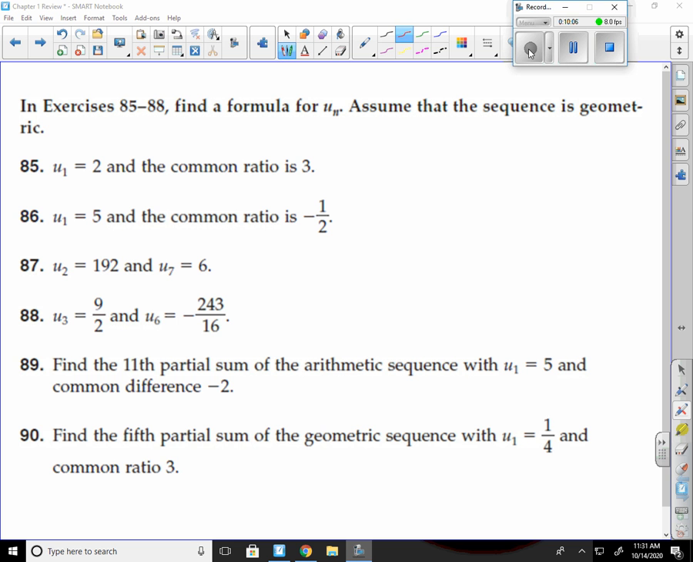Okay, find a formula for u sub n. Assume that the sequence is geometric. So we have u sub 1 equals 2, the common ratio being 3. In order to find u sub n, u sub n equals 2 times the common ratio, which is 3, raised to the n minus 1. Same thing for 86. U sub n equals 5 times negative 1/2 to the n minus 1.